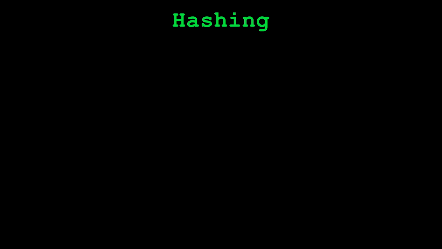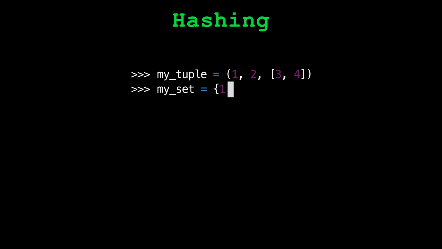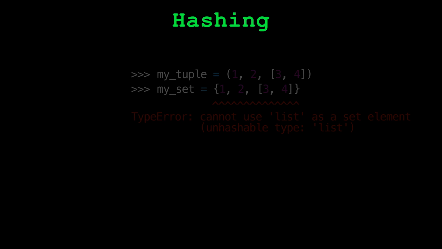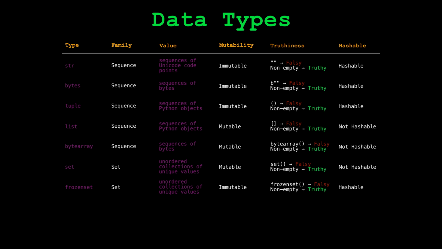Hashability has two requirements: a hash value that doesn't change during the object's lifetime, and the ability to be compared to other objects for equality. This is why mutable types like lists and sets aren't hashable, while immutable types like tuples and frozensets are hashable. So you can have a tuple or list that contains a list, but you can't have a set or a frozenset that contains a list. Let's add one more column to our data types table for hashability, even though it can be inferred from the mutability here.